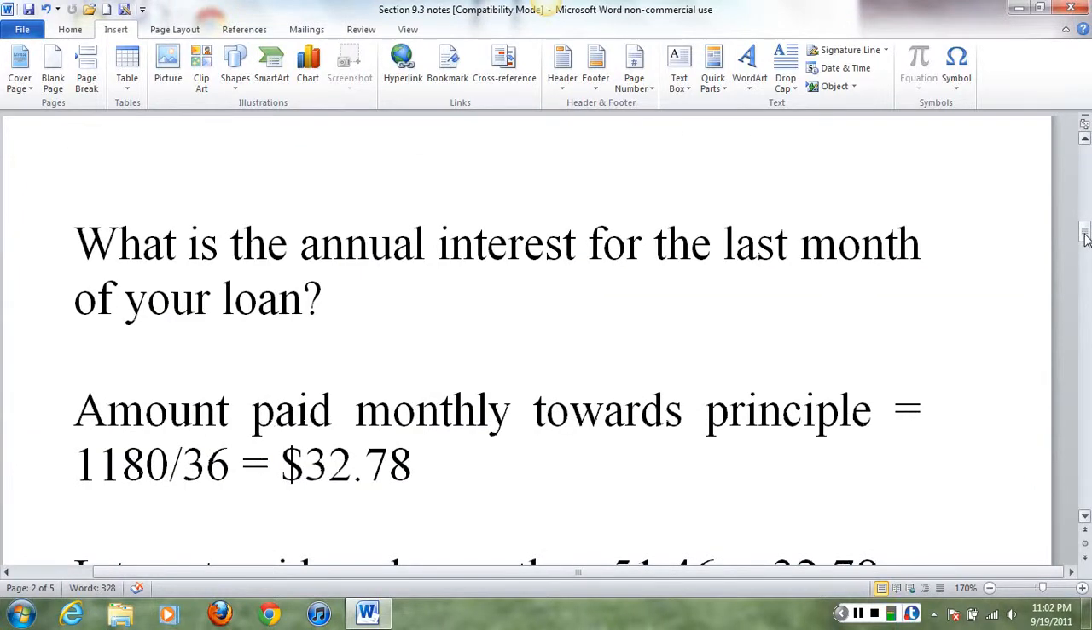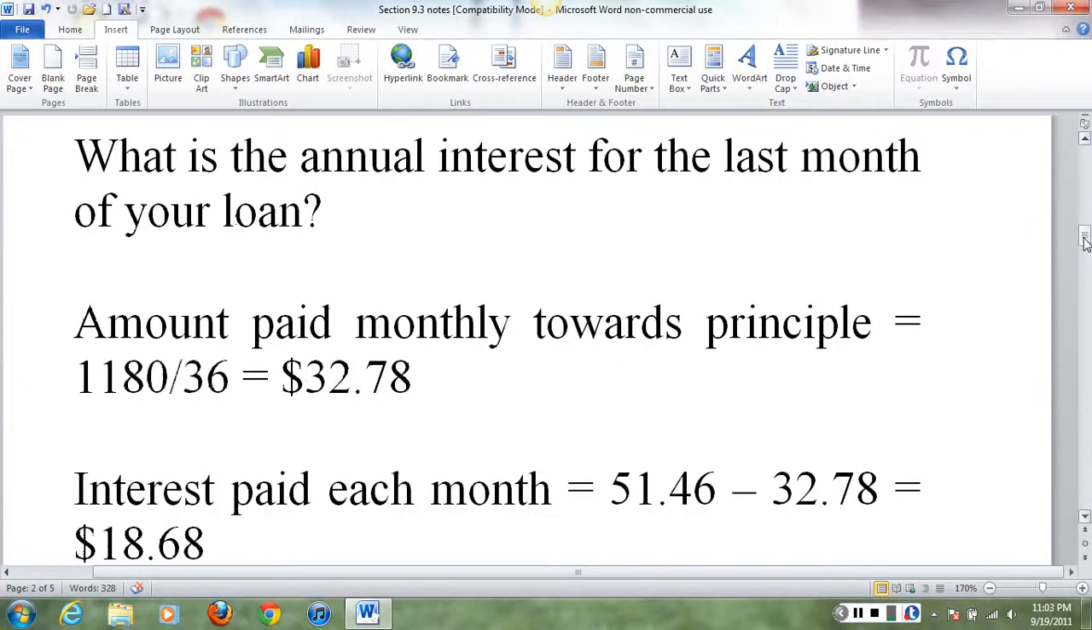If you're familiar with a loan, of course you pay off your loan itself, but then you have to pay off the interest. So all of your payments aren't actually going to the principal. And depending on the type of loan you have, like mortgages, it's very skewed. But in this case, we divide 1180 by 36. So in other words, if we were to just pay off the loan itself, our monthly payments would be $32.78. Now, obviously they're not. We're paying more than that, which means the interest each month is $18.68. The difference between $51.46 and the $32.